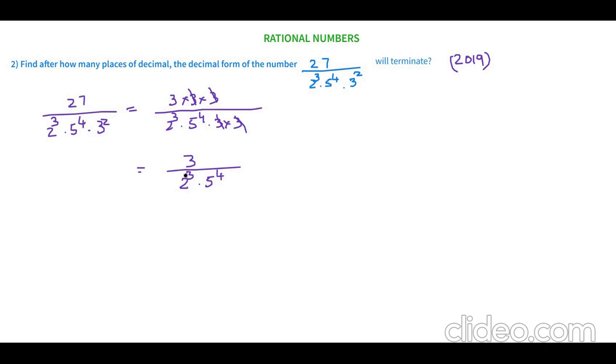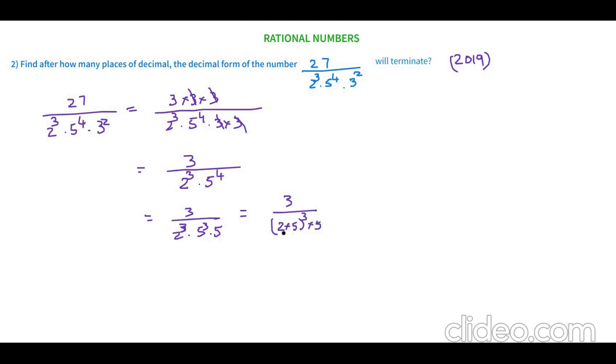Now as you could see, we have 2 cube and 5 to the power 4. I will make 5 also to the power cube. So I will write this as 2 cube times 5 cube and 5. I will write it separately so that we get it as 3 by (2 times 5) the whole cube times 5.